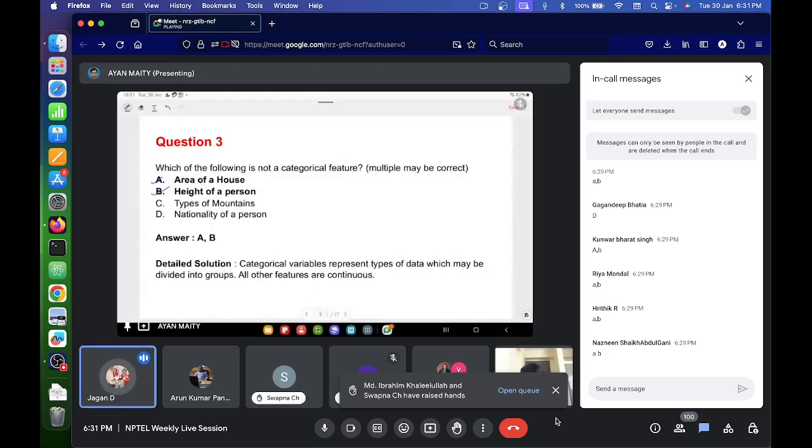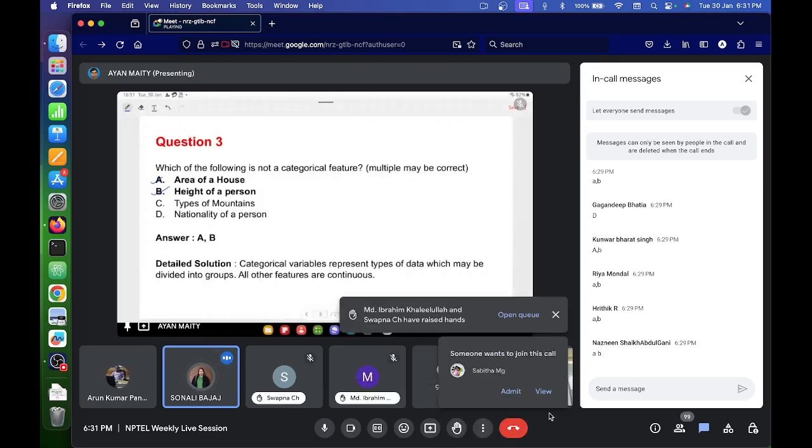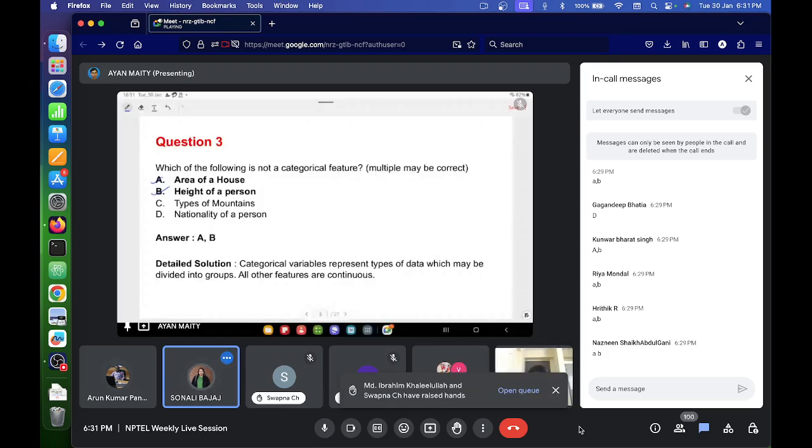Sir, how can we identify on what basis we are categorizing things? For example, right now you are saying that if we have the data set, we can assume height of a person as a category, right? But in this question, we do not have any kind of data set with us. So how can we assume this?